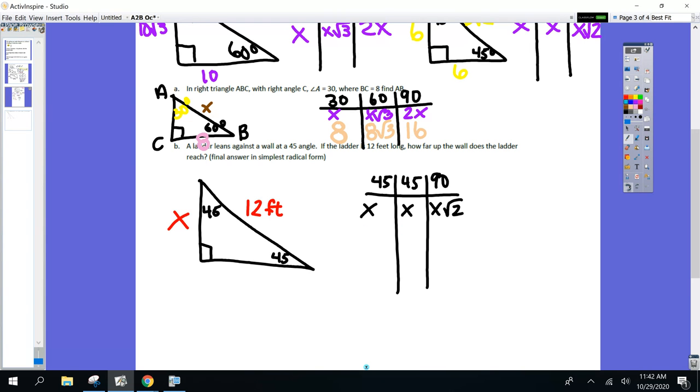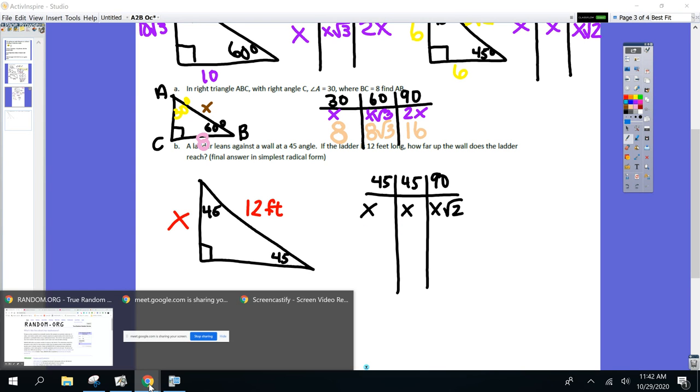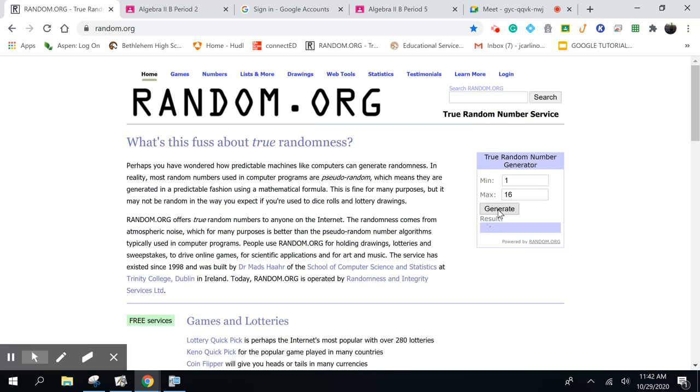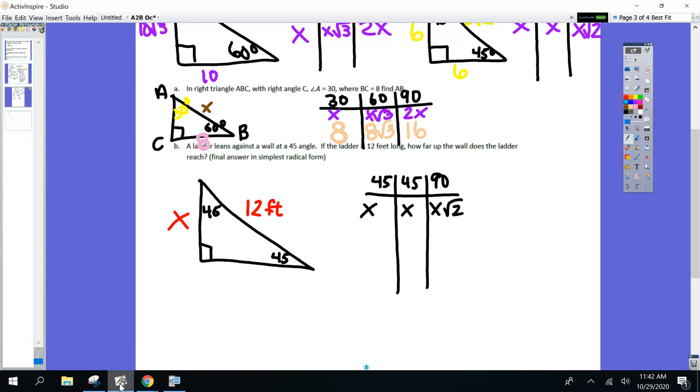But what did they give me? 12. What angle is the 12 across from? What degree measure is the 12 across from? Go ahead, Colin. What degree measure is the 12 across from in this triangle? 90. 90, so it's got to go right there. So how do I go from that 12 to the side across from 45?